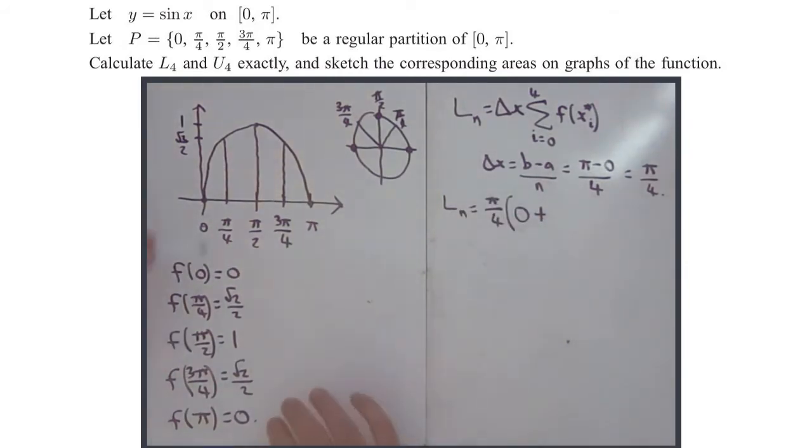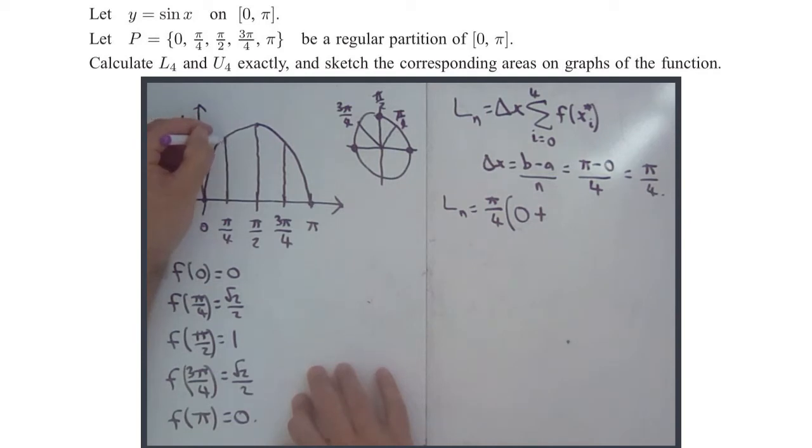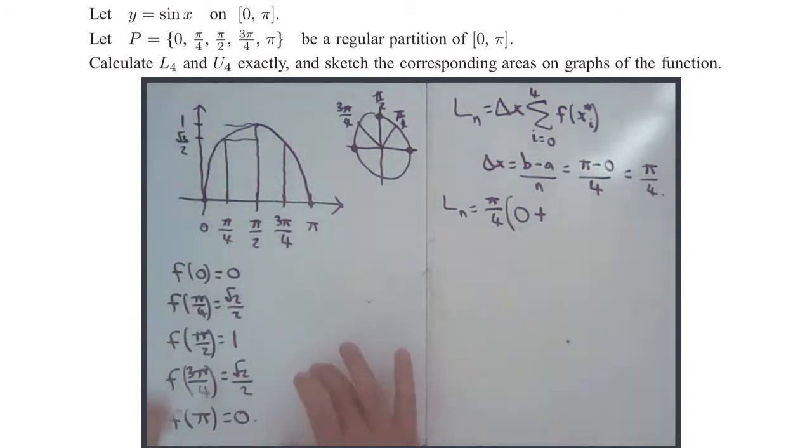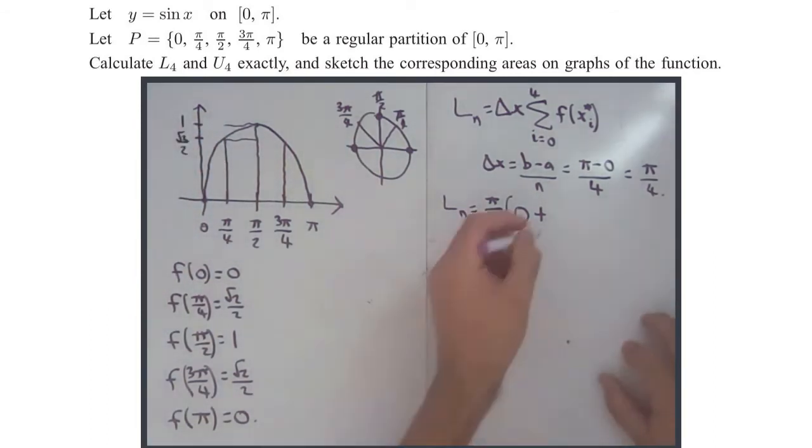Plus, now we look at the second interval, which goes from pi by 4 to pi by 2. So we can either use f of pi by 4, which would be root 2 over 2, like that, or f of pi by 2, which would be 1. Clearly this one's bigger, we want the Ln, so we're going to use root 2 over 2.